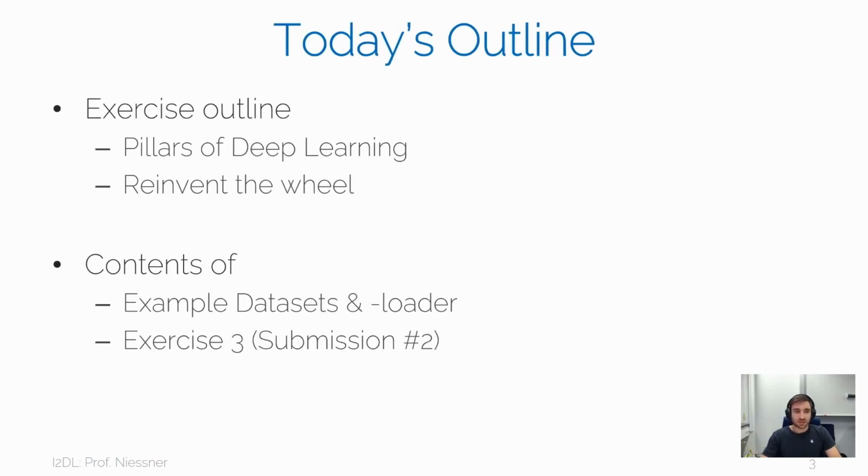The outline of today is that we're going to quickly talk about the general structure of the exercises. We're going to quickly recap the pillars of deep learning, so the basic building blocks and parts of a deep learning pipeline, and also give some motivation about the reason why we want to reinvent some of these building blocks and not just use one of the big libraries. And then we're also obviously going to discuss the contents of exercise number 3.